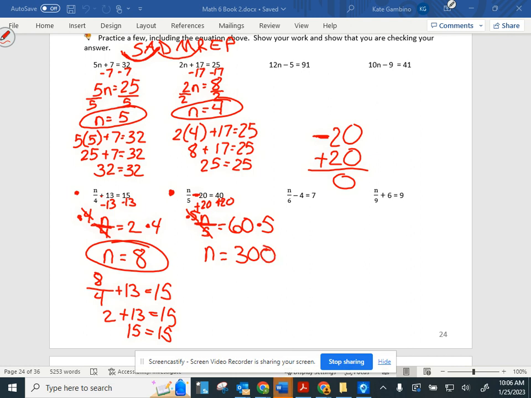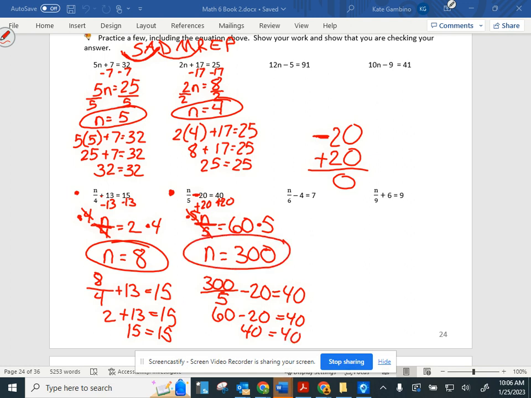So I need to go and see, does that equal the right answer? So 300 over 5 minus 20 equals 40. 300 divided by 5 is 60, minus 20 equals 40. 60 minus 20 is 40. 40 equals 40. I have a true statement.